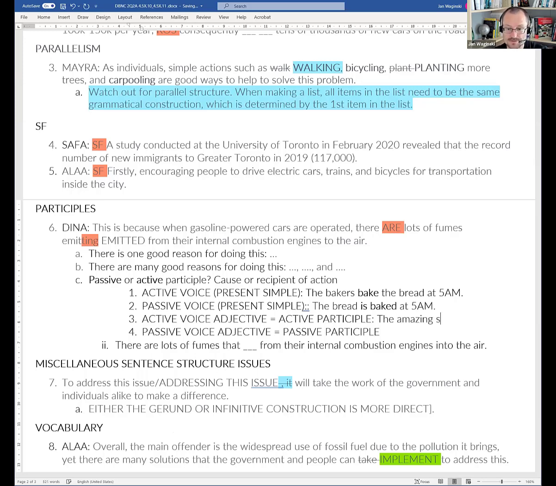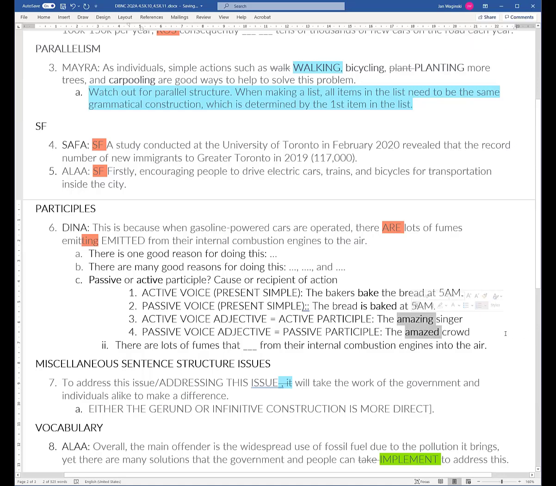So an active participle would be something like the amazing singer. And a passive participle would be the amazed crowd. These are both adjectives. Do you understand why one is ing and one is ed? Ing is present, ed is past. So these are not present and past. These are active and passive. Okay, active and passive.